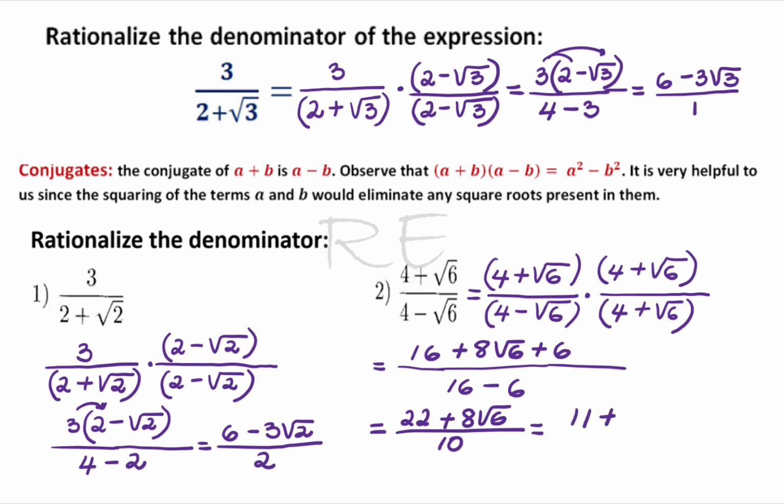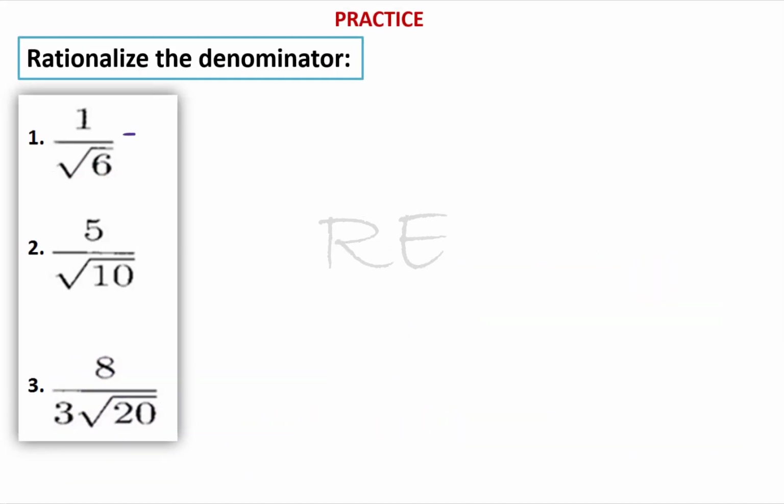We can simplify it by 2. 22 divided by 2 is 11. 8 divided by 2, 4. So we get 11 plus 4 square root of 6, and 10 divided by 2, 5.